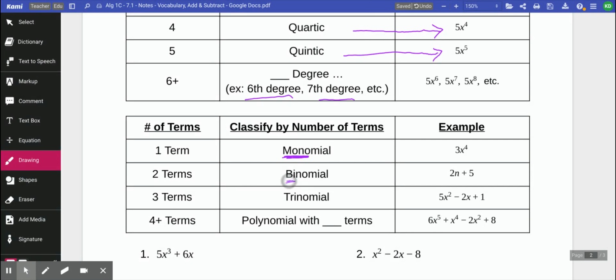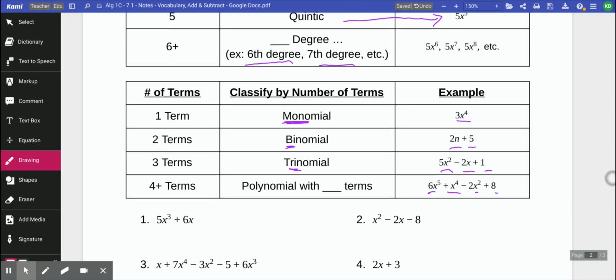Two terms is binomial, so like a bicycle. 2 terms, right? So you got 1 term, 2 terms, and then trinomial, 1, 2, 3 terms, like a tricycle or a triceratops. After that, if it has more than 3 terms, we would just say a polynomial with blank terms. So in this case, we have 1, 2, 3, 4. So this would be a polynomial with 4 terms. Could be a polynomial with 5 terms or 6 terms, but anything over 3, we just say polynomial with blank terms. So you do have to say how many terms it has, but there's no specific word for those.